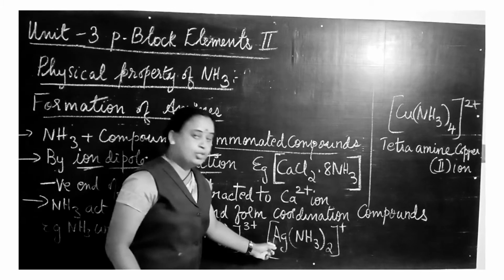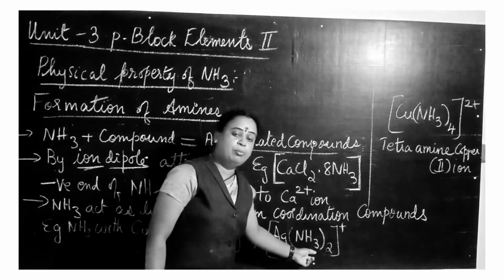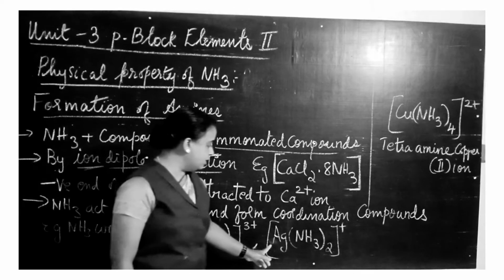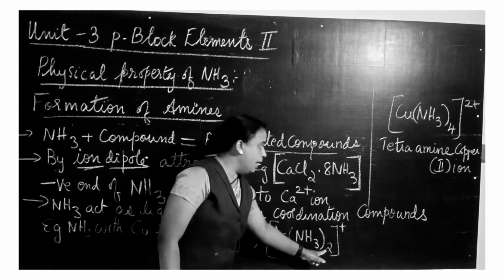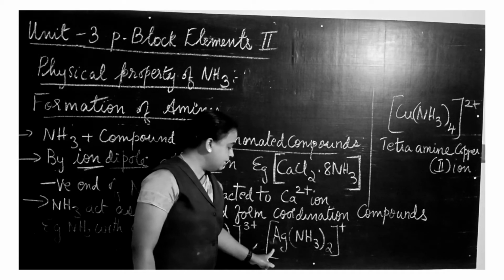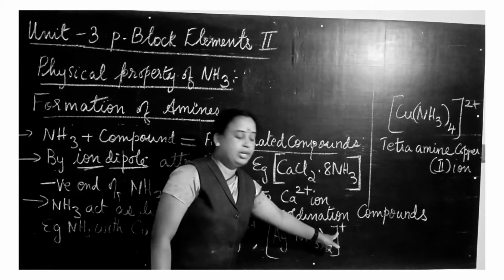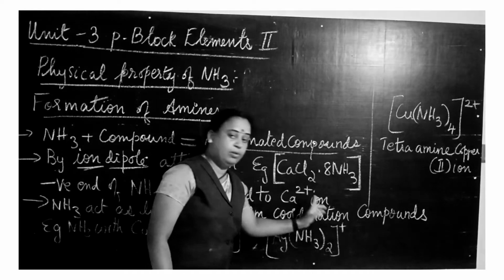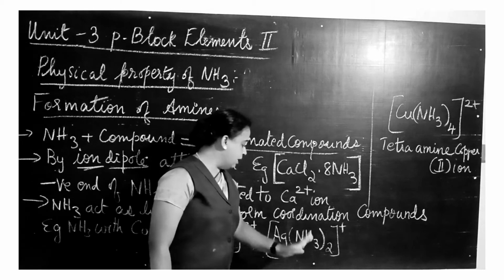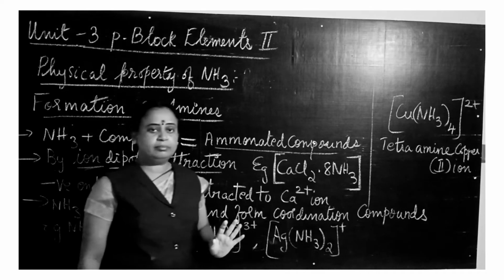Likewise, ammonia can also combine with silver. 2 ammonia can combine with silver and form a coordination complex compound. So here also, diammine silver ion. Here there is only one, so you can write it in the bracket as 1 ion, or if you don't write one, it is not a problem. You can just write diammine silver ion. Got it?